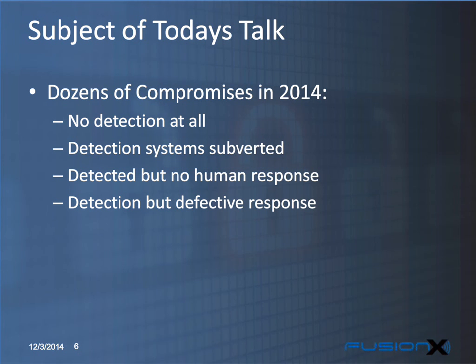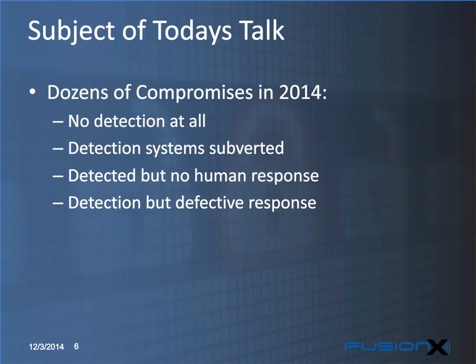So as many of you are aware, we've seen many compromises so far in 2012, and I say so far, we're of course almost at the end of the year already. In some of those cases, there was no detection at all. In other words, there just weren't detective technologies, IDSs, firewall logs, and so forth that showed any compelling evidence of a breach.